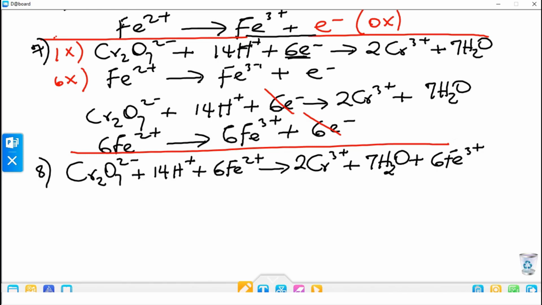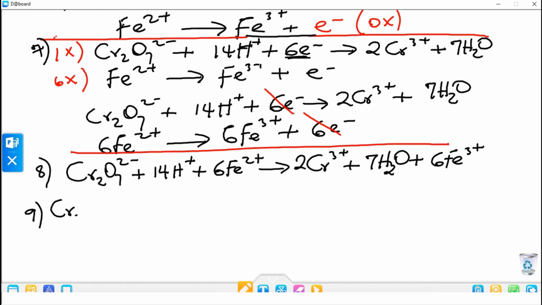This is an acidic medium, but the question says in a basic medium. So what do we do? We'll go to step 9. Step 9 says we now add OH to this equation. We are adding OH on both sides of the equation. So let's proceed now to step 9, because it is in a basic medium.